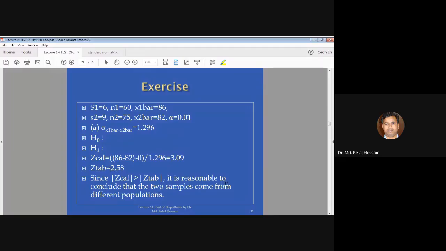So it is reasonable to conclude that the two samples come from different populations because the null hypothesis is rejected. Here our null hypothesis was that the two samples are equal, they are coming from the same population, and the alternative hypothesis is they are coming from different populations. Okay, so the null hypothesis is rejected, so they are not coming from the same population, they are coming from different populations. So that was the hypothesis testing.